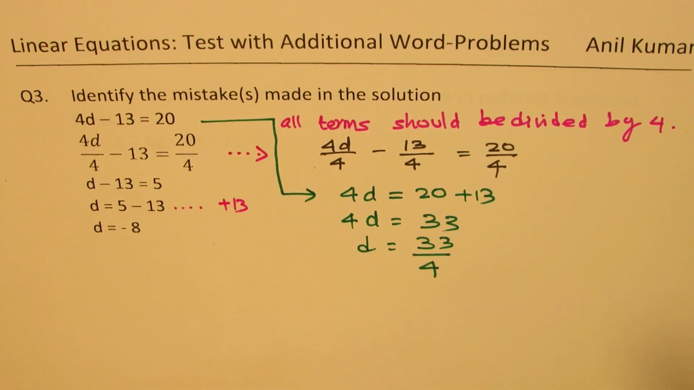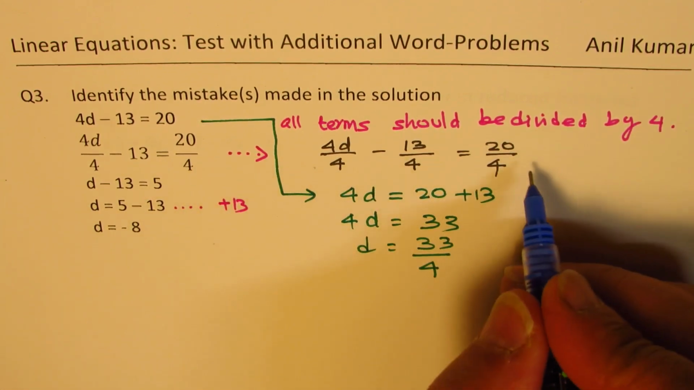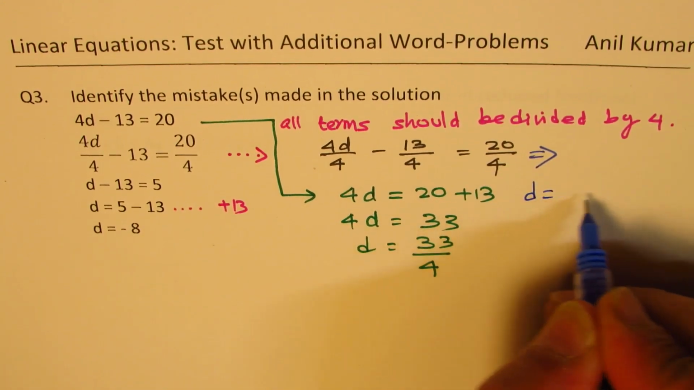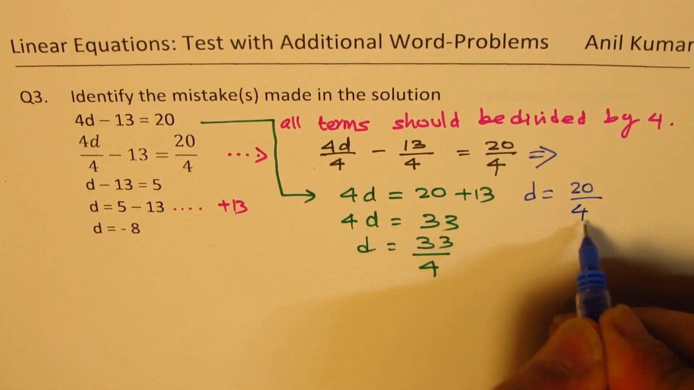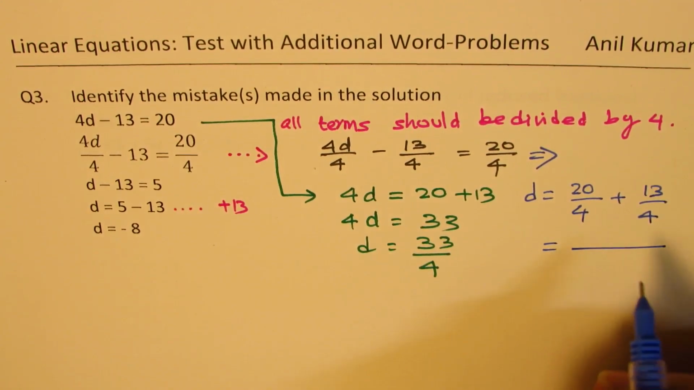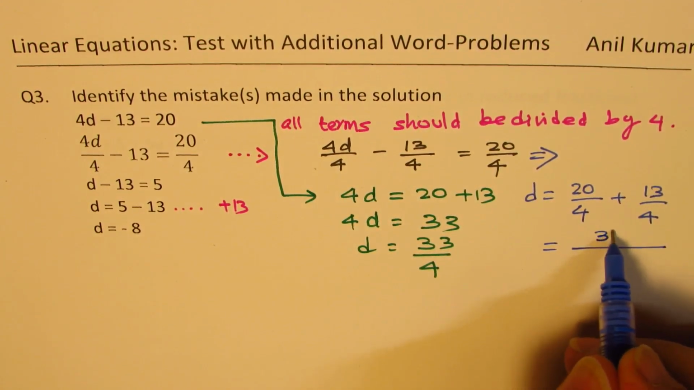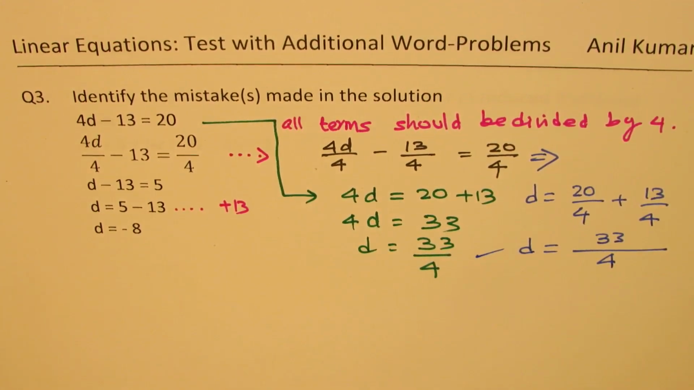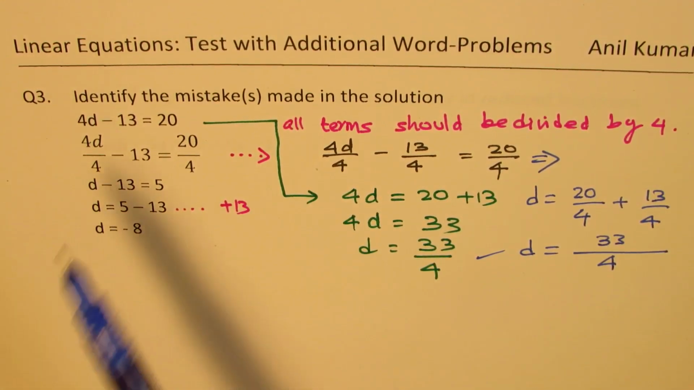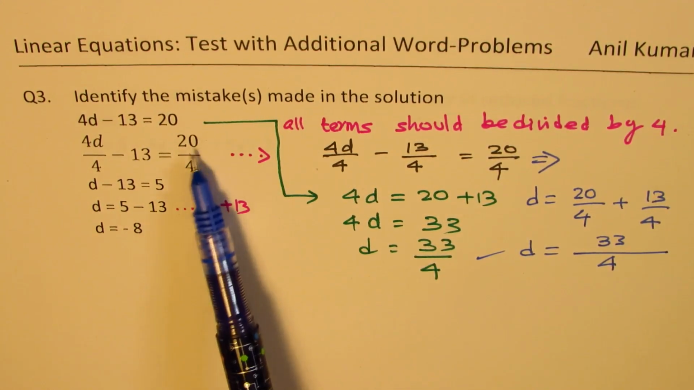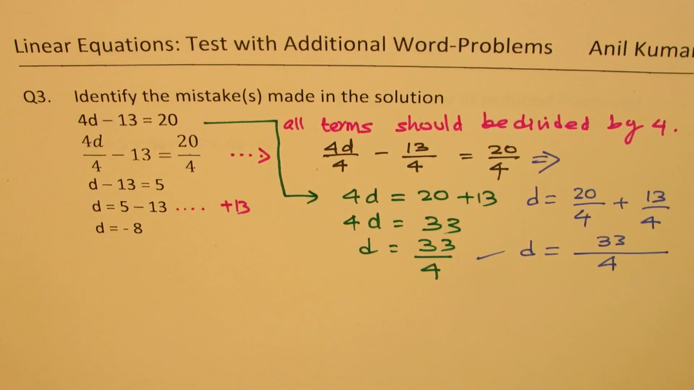You could also continue with this step forward, and from here you could write d equals 20 over 4 plus 13 over 4, which is the same as 33 over 4. So both are kind of the same thing. Perfect. The question really is to identify the mistakes. So these are the two mistakes in the provided solution.